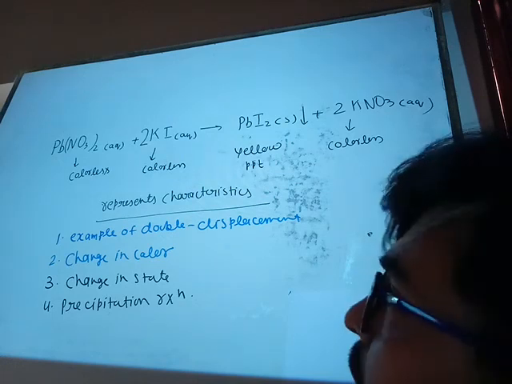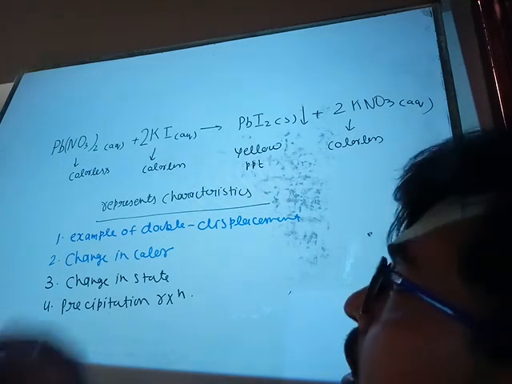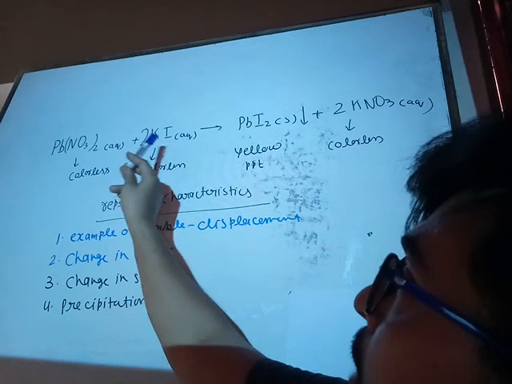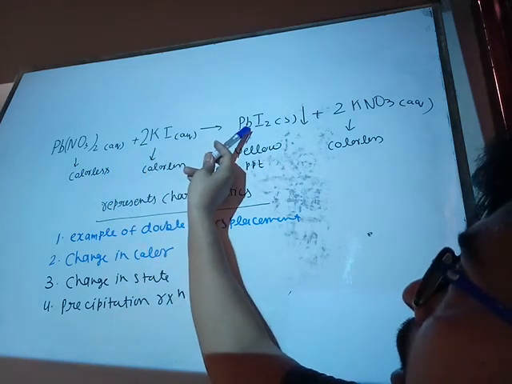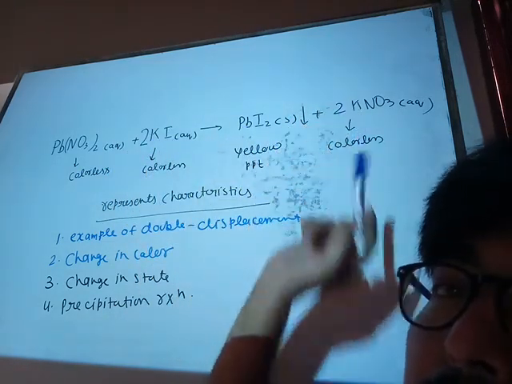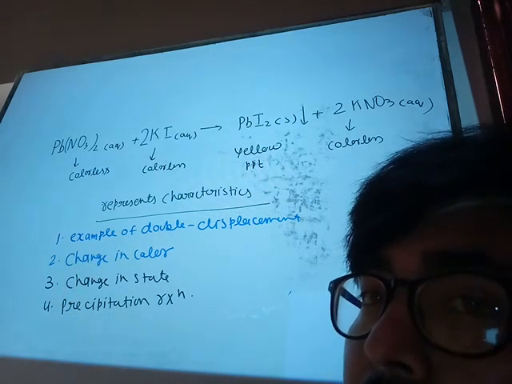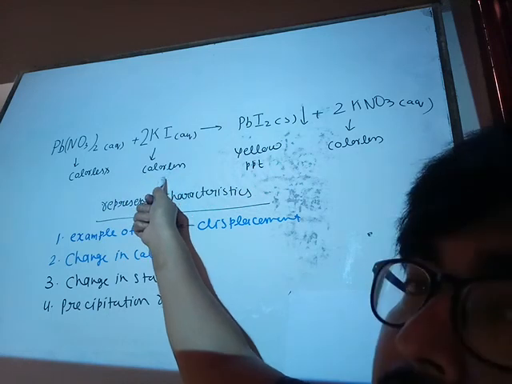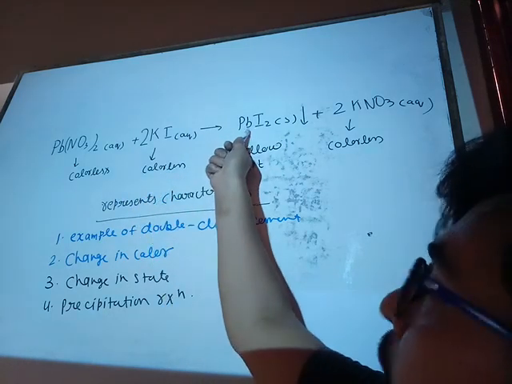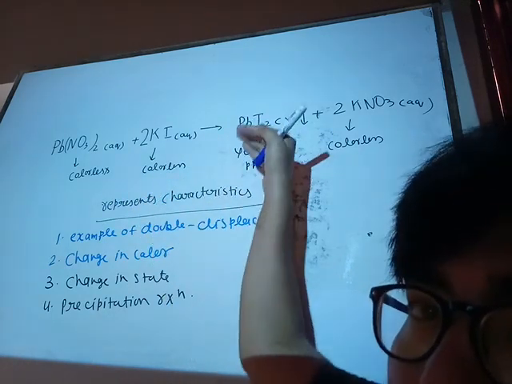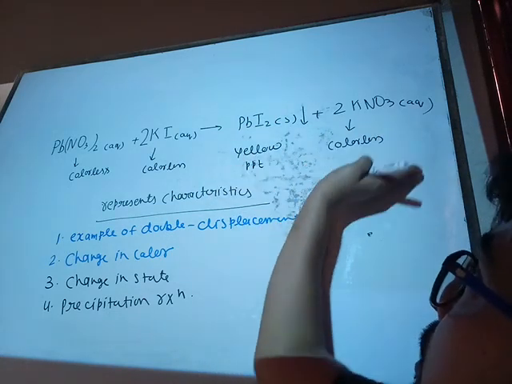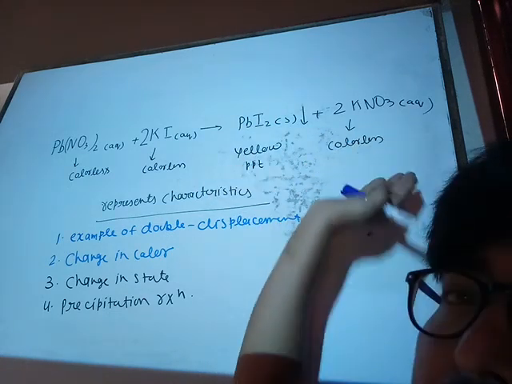We are seeing an example that we have earlier discussed: lead nitrate plus potassium iodide gives lead iodide plus potassium nitrate. The aqueous solution of lead nitrate is colorless. The aqueous solution of KI is colorless. PbI2 has a yellow color and settles down at the bottom, and the aqueous solution of KNO3 is colorless.